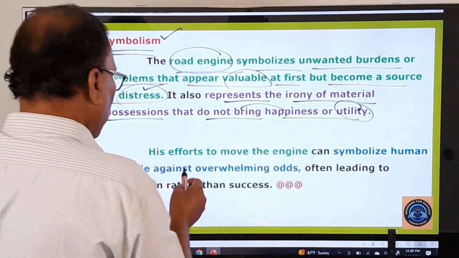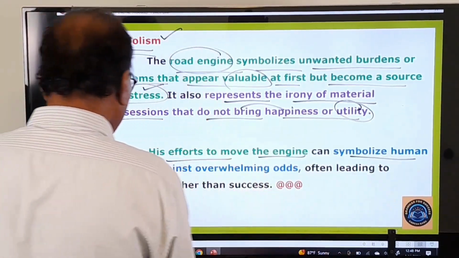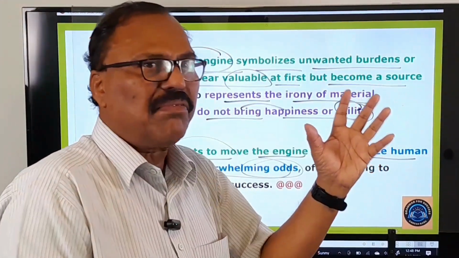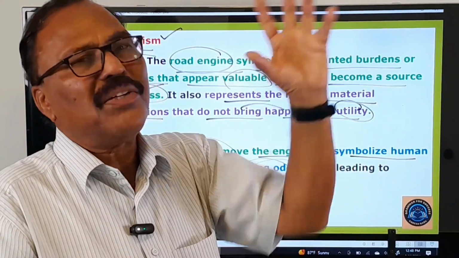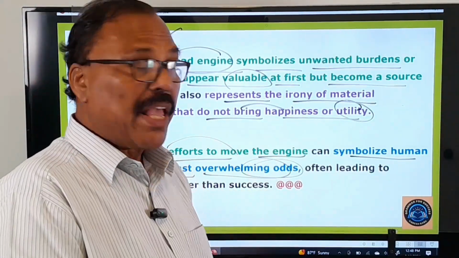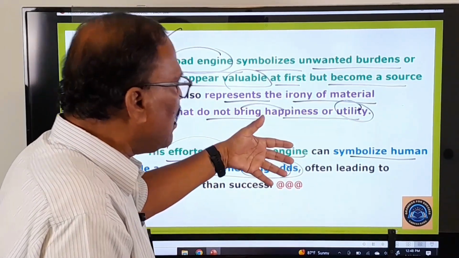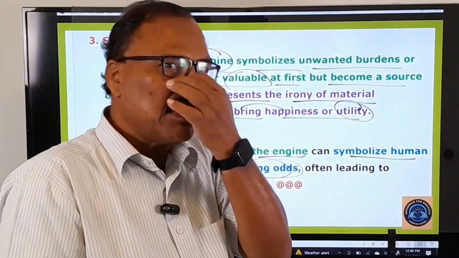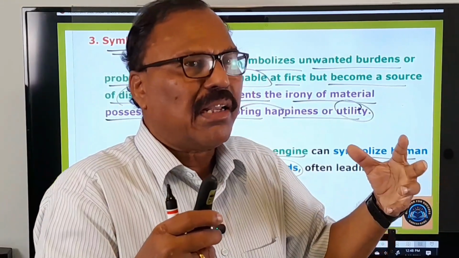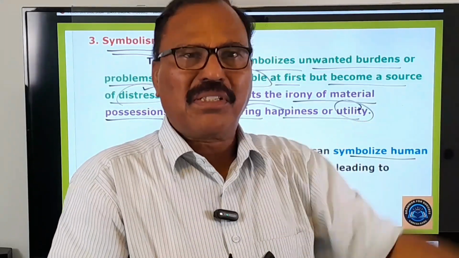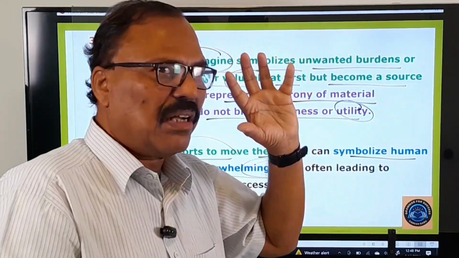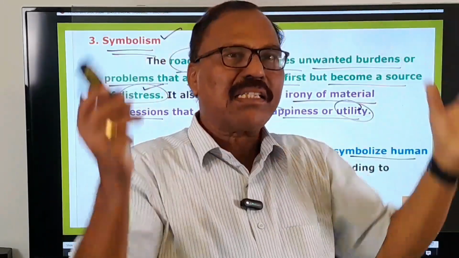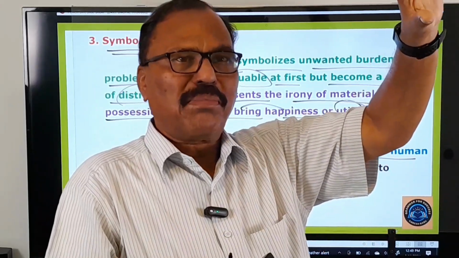And you go to the next point. His efforts to move the engine can symbolize human struggle against overwhelming odds. So in this story, you find that the protagonist will be trying his best to move the big engine from its original place, and his efforts to move the engine symbolize what? Man's struggle against overwhelming odds. Okay, in this world, what is man doing? Man is struggling very hard, I can say, against what? The problems he is facing every day. So the efforts of the protagonist in moving the road engine symbolize man's struggle against the problems he faces.